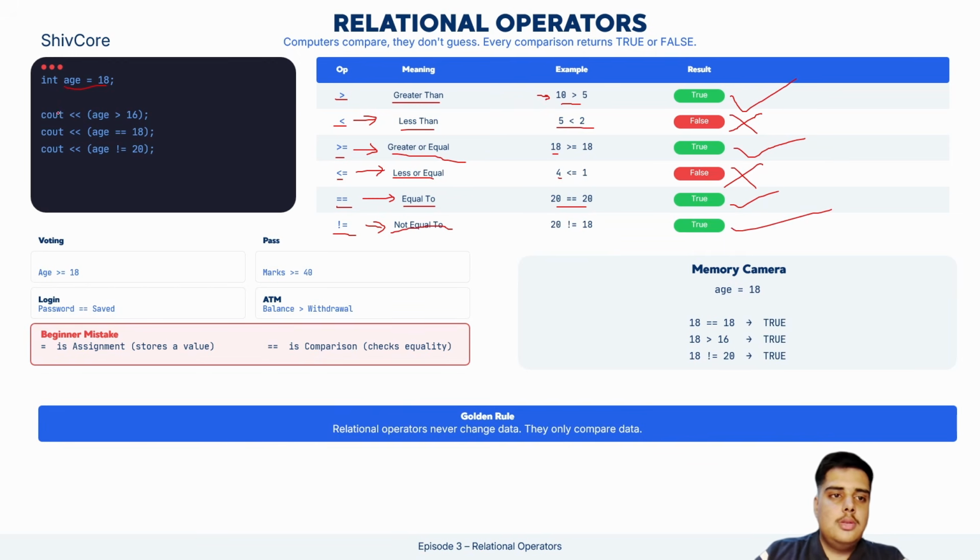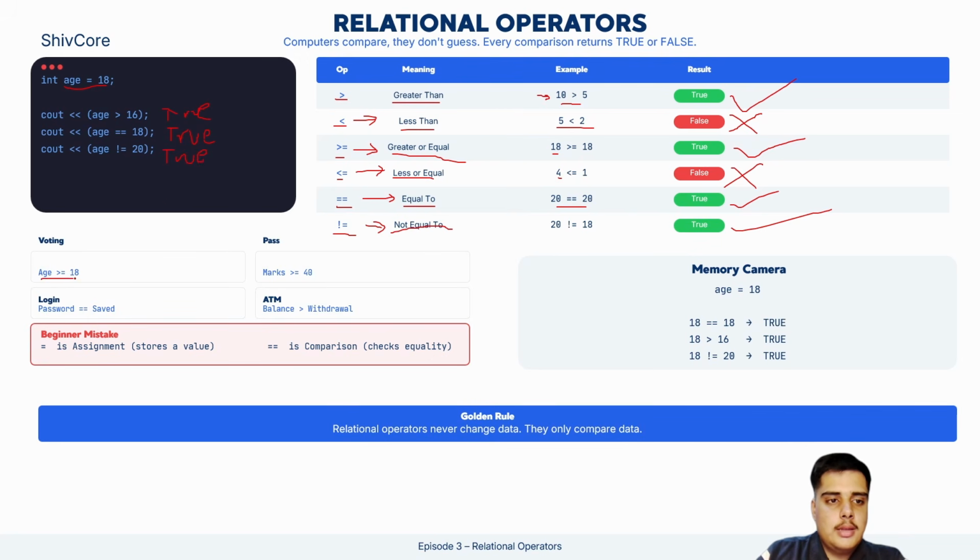Here you can see also on this, int age 18, age is greater than 16. So 18 is greater than 16. So output will be true. 18 is equal to 18. Yes, it is also true. And 18 is not equal to 20. This is also true.